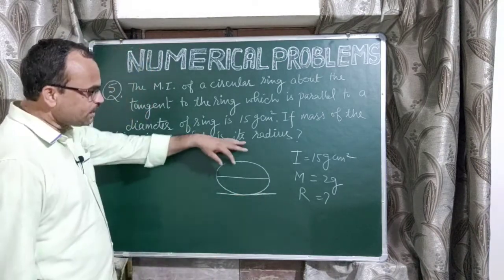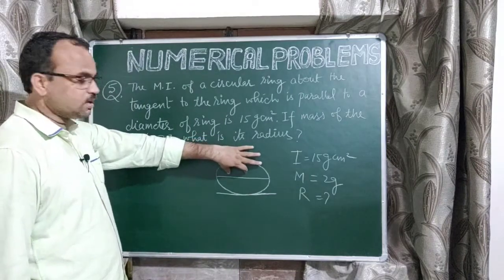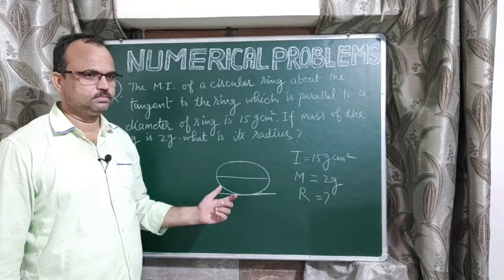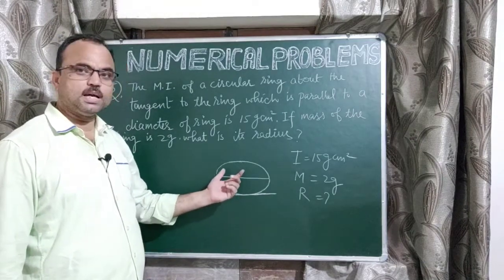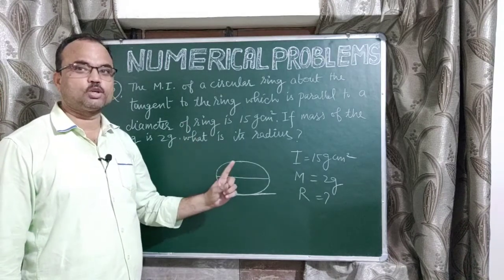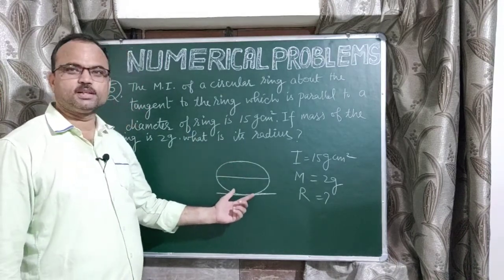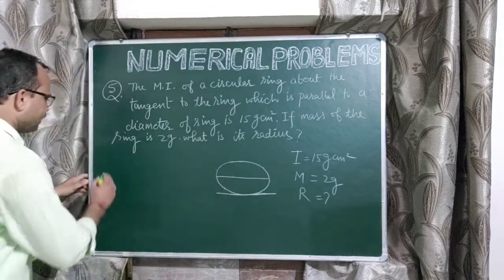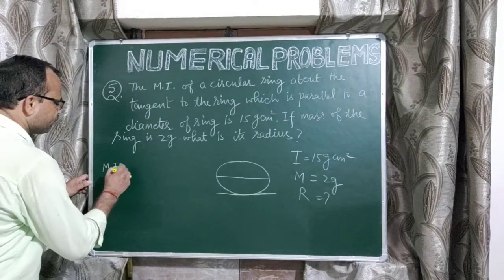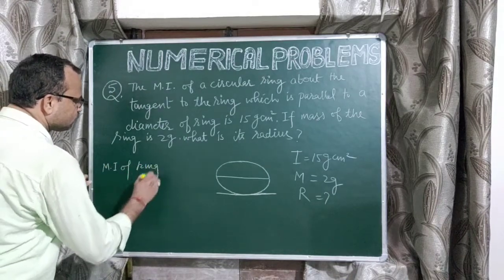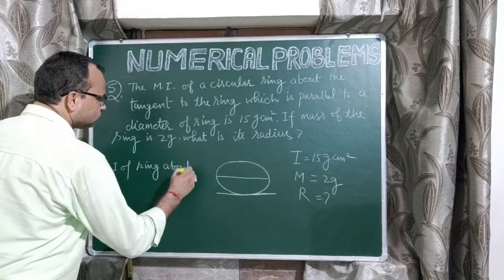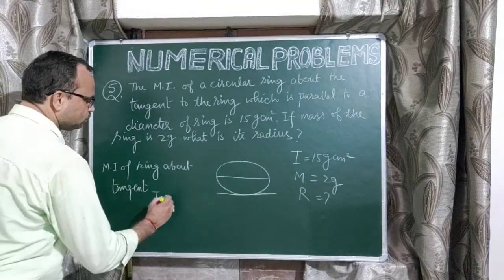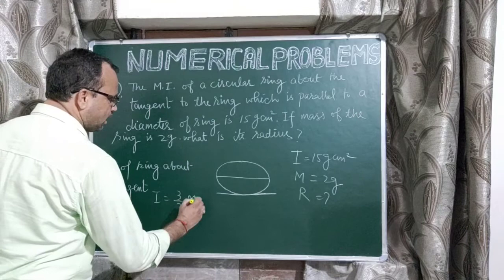As we know, the moment of inertia about a diameter is 1 by 2 mr square, and the moment of inertia about a tangent is 1 by 2 plus 1, that is 3 by 2 mr square. So we can write here the moment of inertia of the ring about the tangent, I equals 3 by 2 mr square.